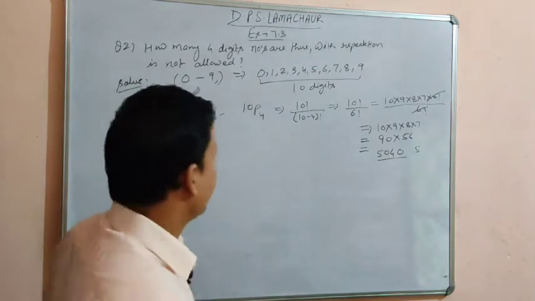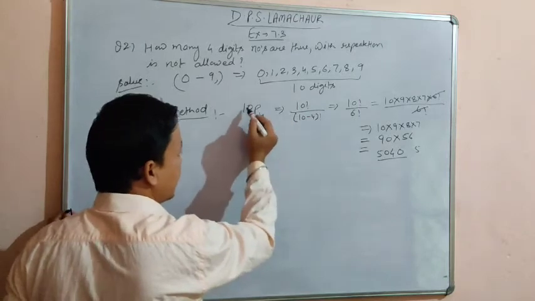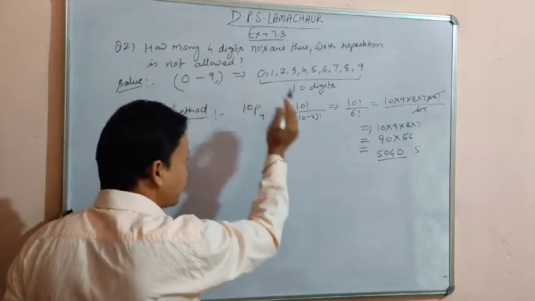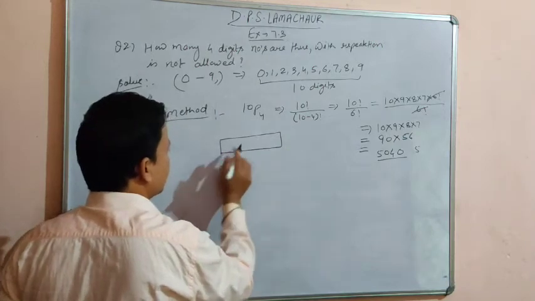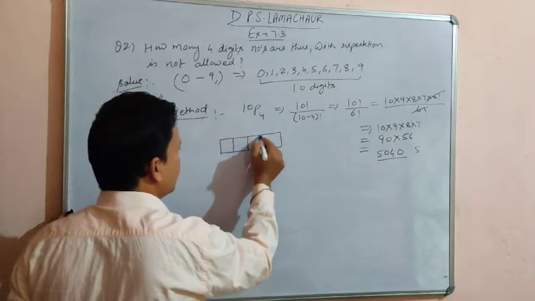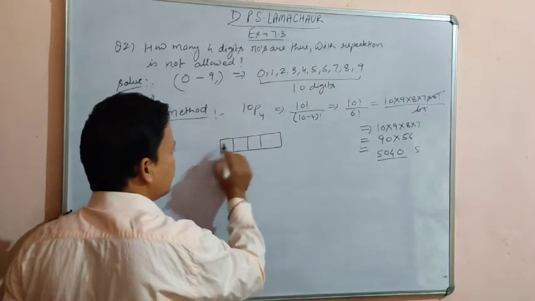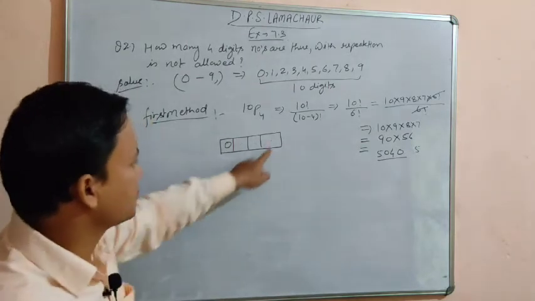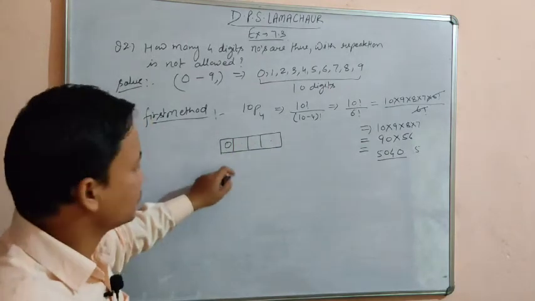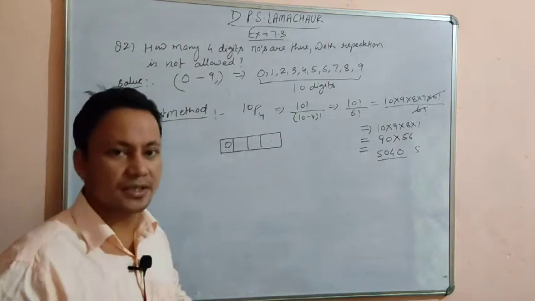But in this condition there are some numbers in which the thousand place can be filled with 0. I mean to say we have 10 digits, and out of 10 we are taking 4 to make a 4-digit number. But what if, we have to make a 4-digit number, so 4 boxes are here, 1, 2, 3 and 4. What if there is 0 in the thousand place? This is ones, tens, hundred and thousand. If the thousand place is filled with 0, then the number will be 3-digit.